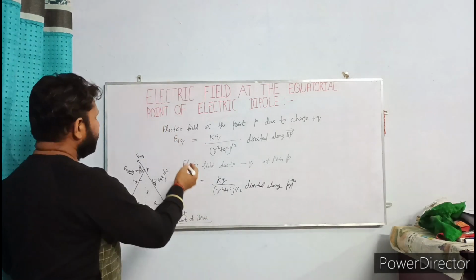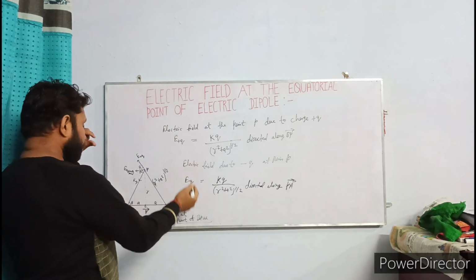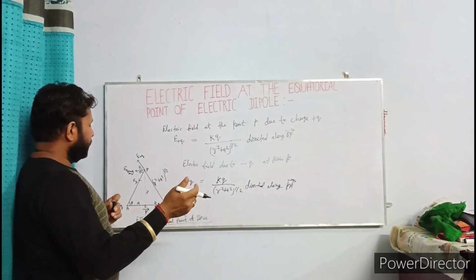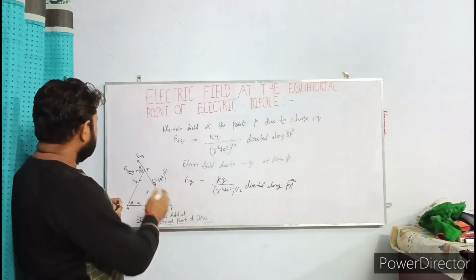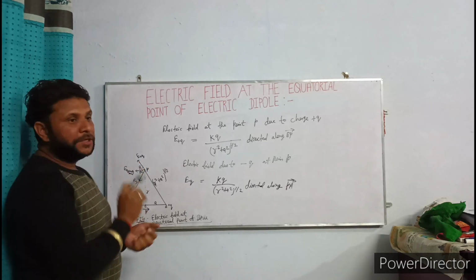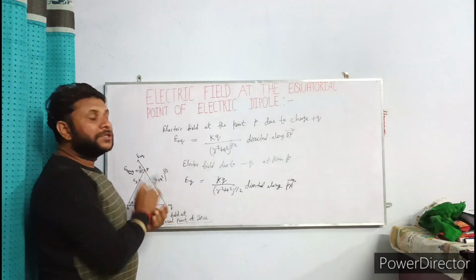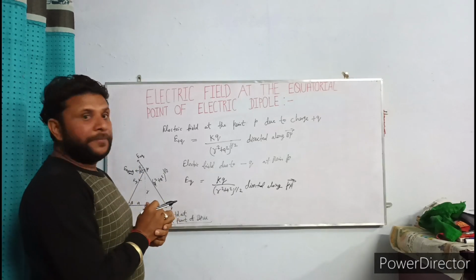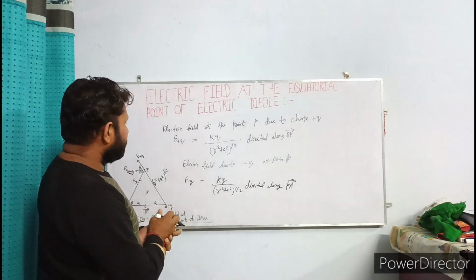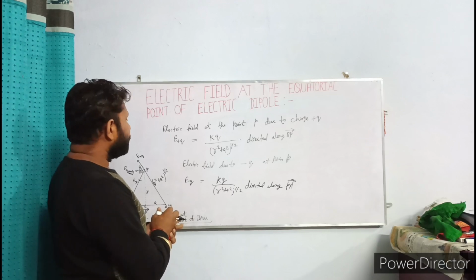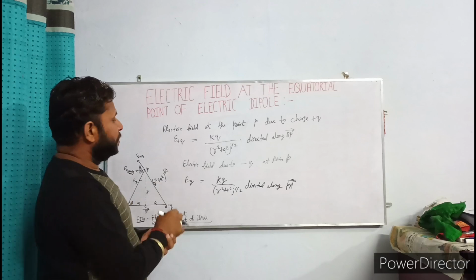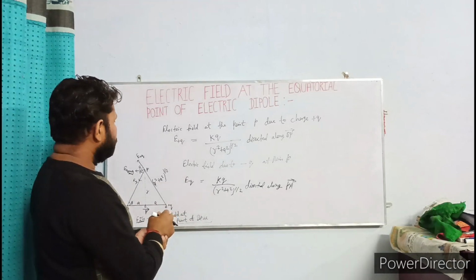Now, students, here we can see the electric field E plus Q and E minus Q. As we have already seen, the normal components of these will cancel each other out, and only the base components will be added up. So we will take the base component of this and the base component of this.